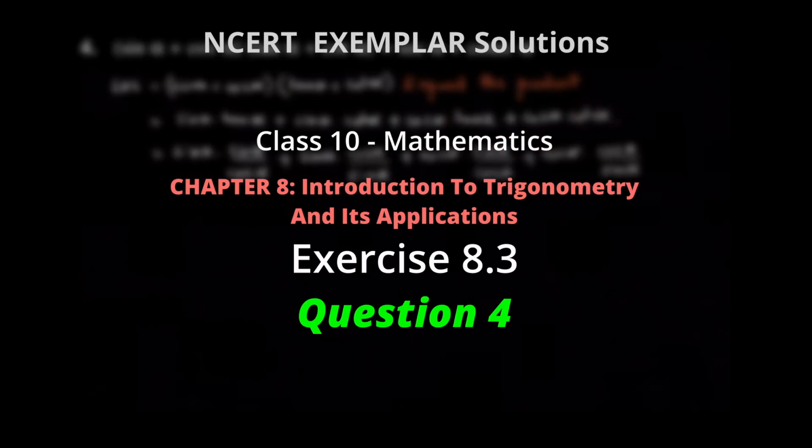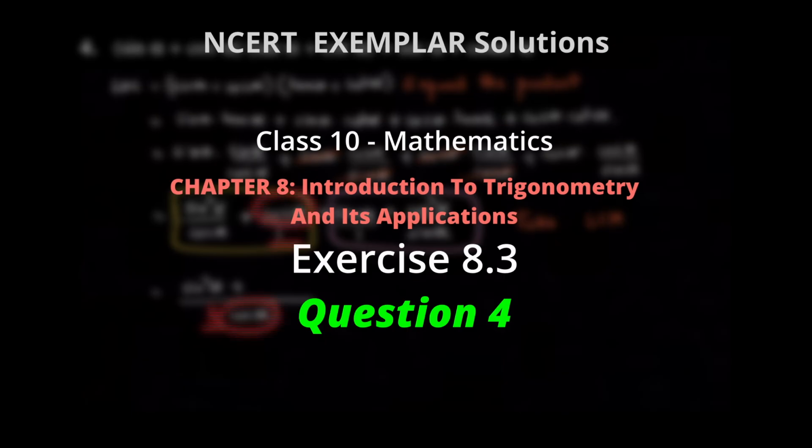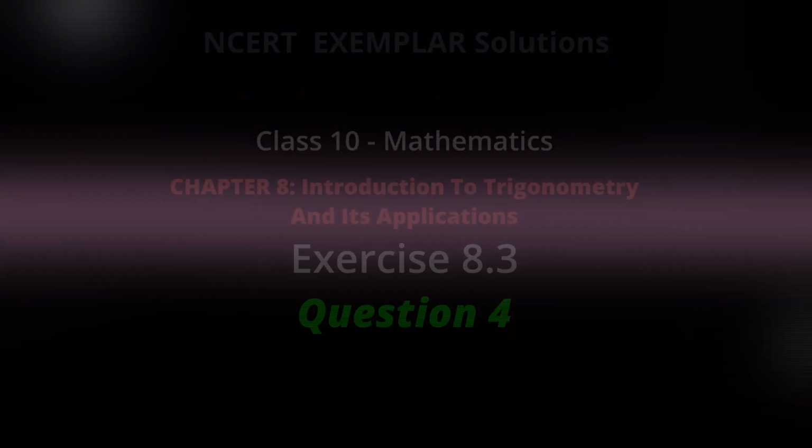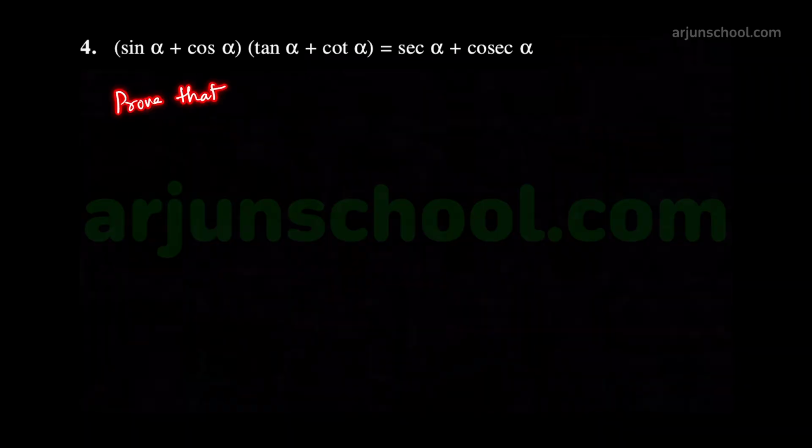NCERT Exemplar Solutions, Class 10, Maths, Chapter 8, Exercise 8.3, Question number 4. Prove that (sin alpha + cos alpha)(tan alpha + cot alpha) is equal to sec alpha + cosec alpha. Let us take the LHS.